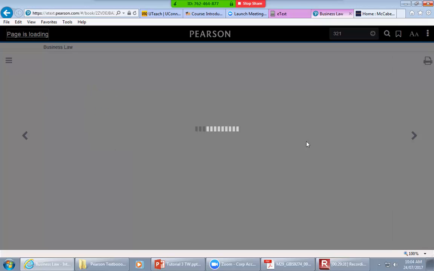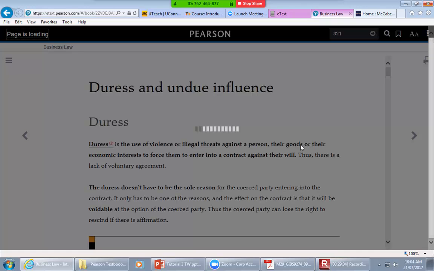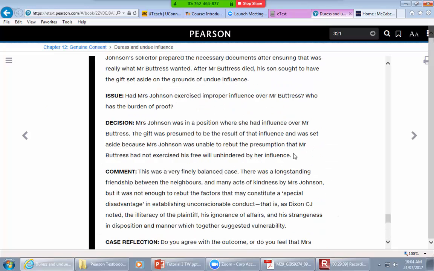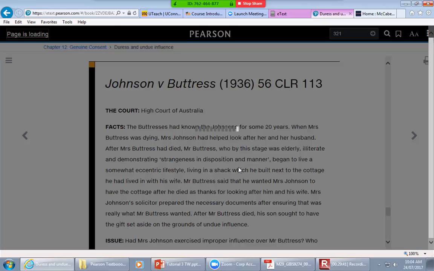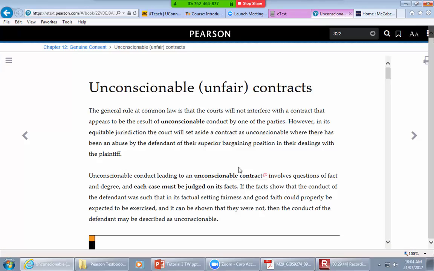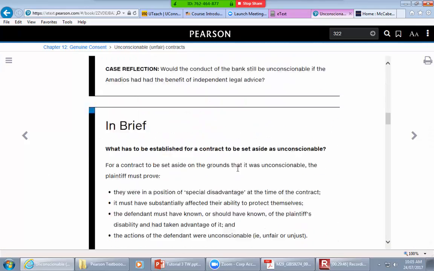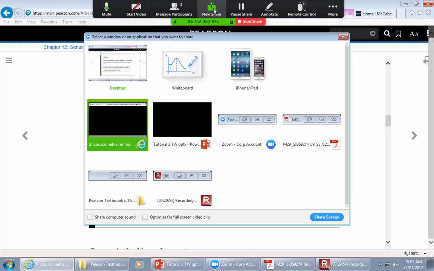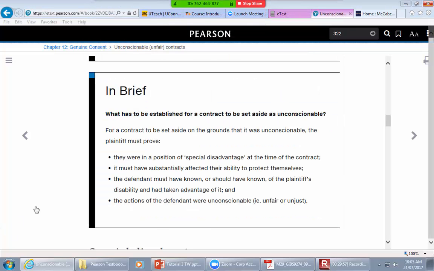And we'll have a nice summary of what you need to prove for unconscionable conduct. Here we go. In brief, it says what has to be established. We haven't covered this, right? It doesn't matter. I'm just going through this idea of identifying the premise, and then after you identify the premise, you have to identify the elements. And then you go to the legal issue, right?